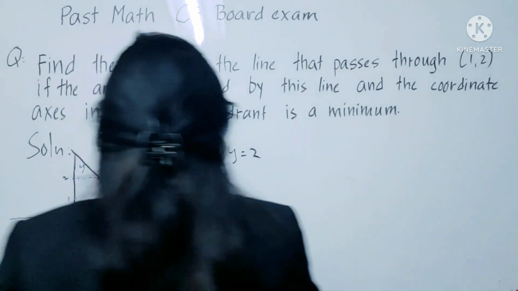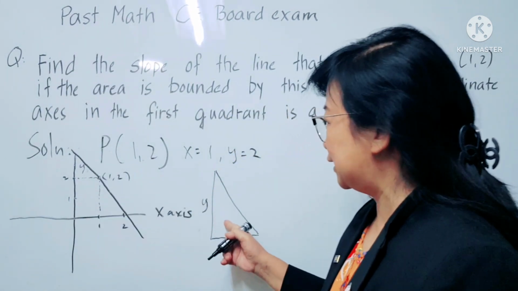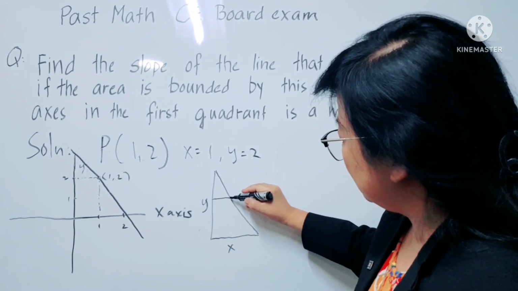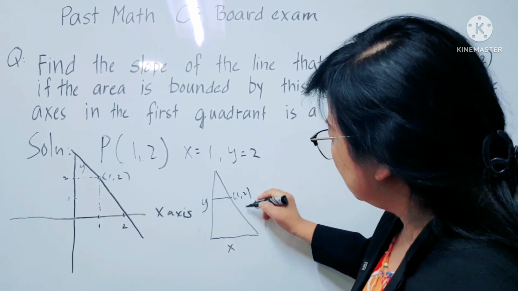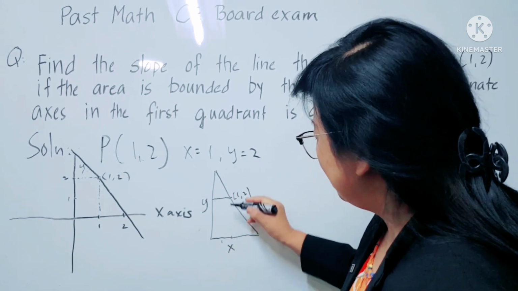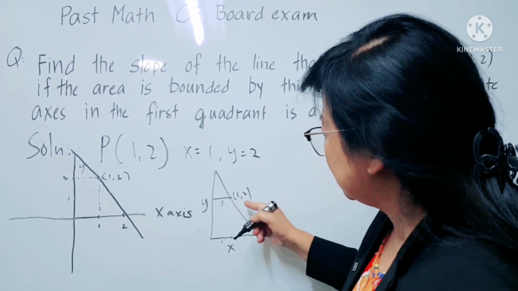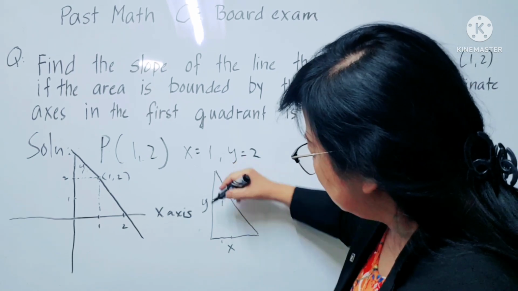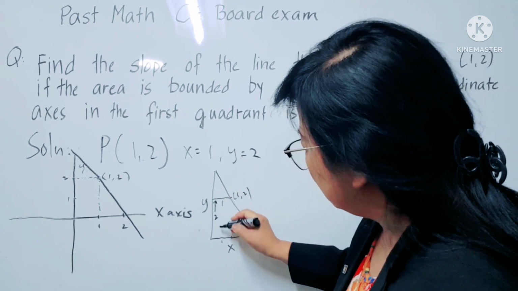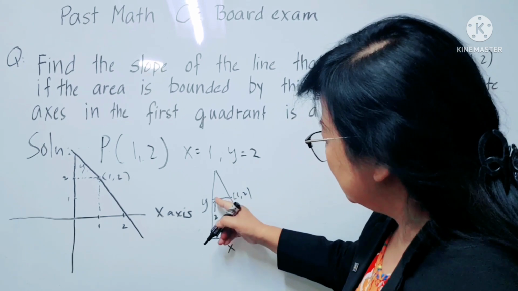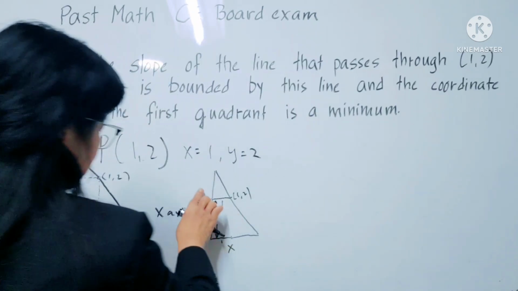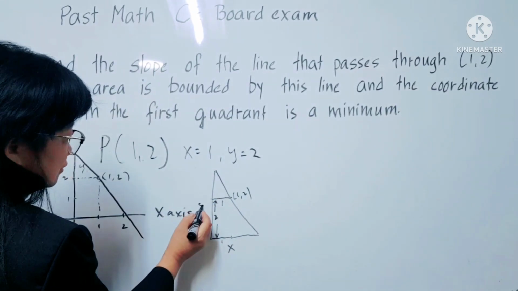So from this, we separate this and put it here. So here, this is the point 1 and 2. This is the one here. Because this is 1, this must be 1 also. The x is 1, and for the y, from here to here is 2. The height, from here to this, y is equal to 2.